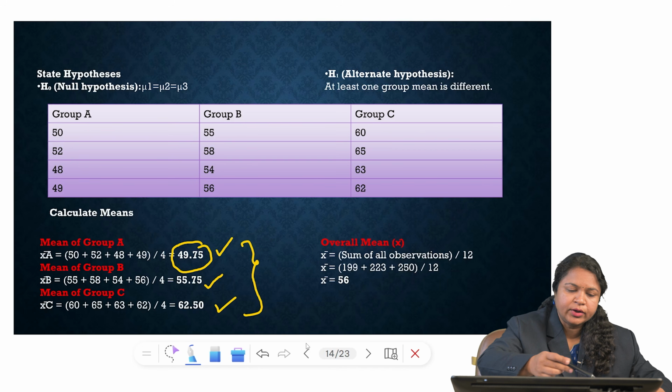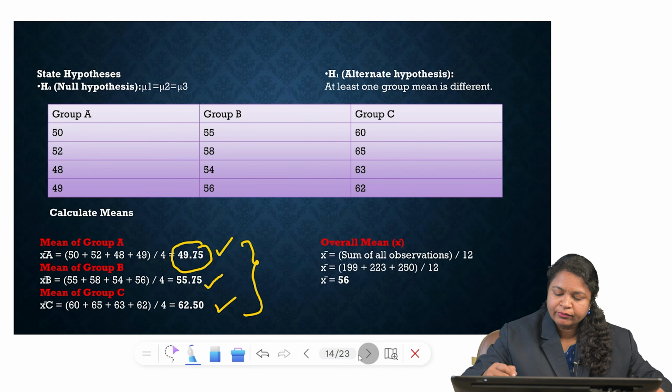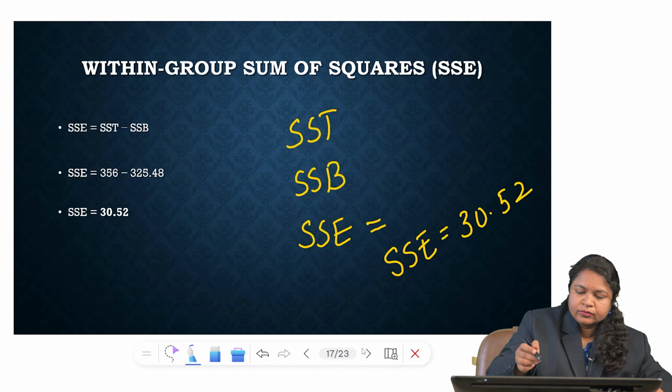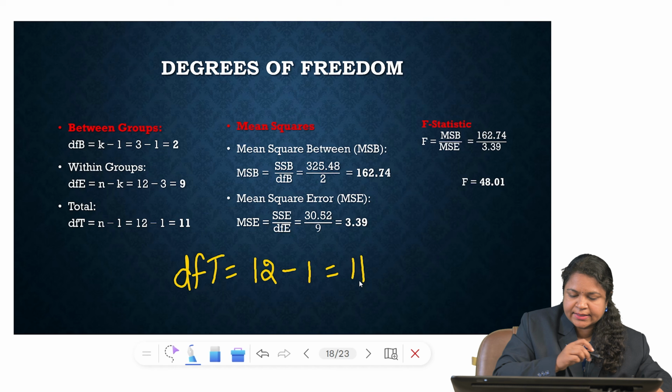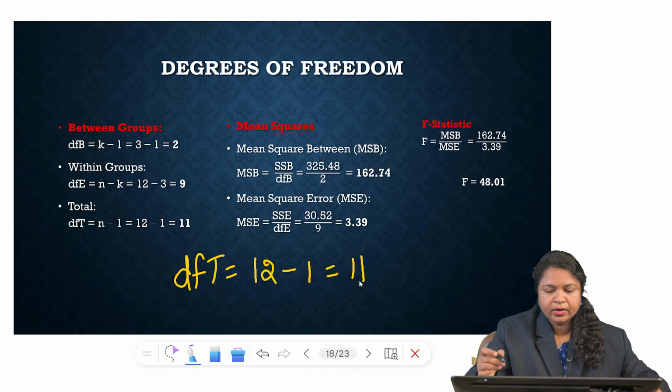We have a total of 4, 4, 4, so we have 12. So your degrees of freedom is 12 minus 1. So this is n minus 1. We have DFT as 11.